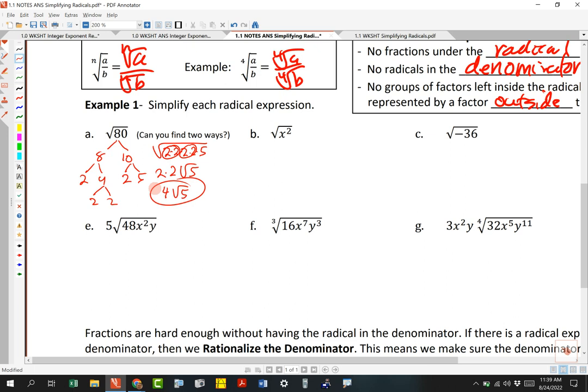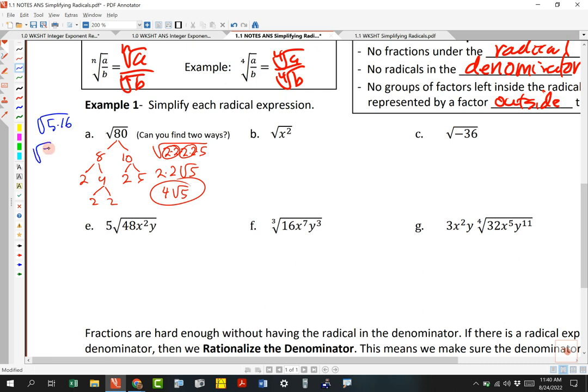If you can't, that's fine. This works, doesn't it? Okay, I'm going to change colors. Watch this. What if I wrote that? What if I knew 5 goes in there 16 times? 5 times 16 is 80, isn't it?